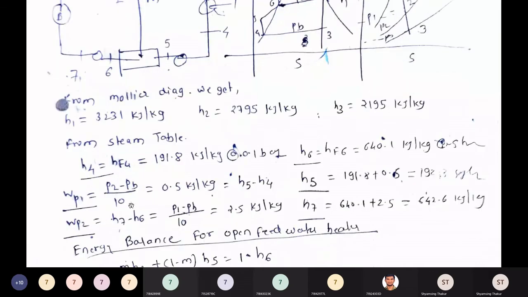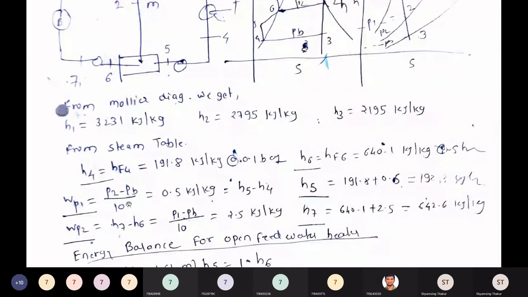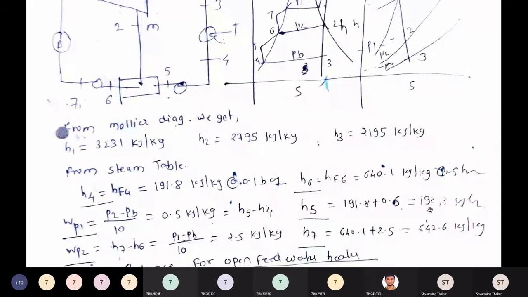Here is that particular pump. So the change in pressure, P2 minus PB, divided by 10, as I told you earlier, will give you the pump work. When you add it to H4, you will get H5 simply. Similarly, we can calculate pump work 2, which is nothing but P1 minus PB. When you calculate that and add it to the H6 enthalpy, you can calculate H7. Are you getting the point?